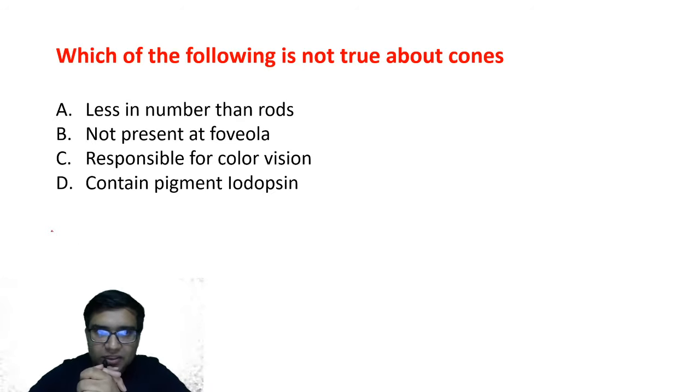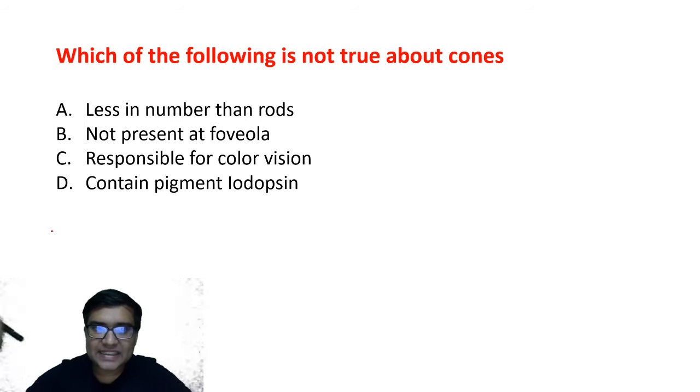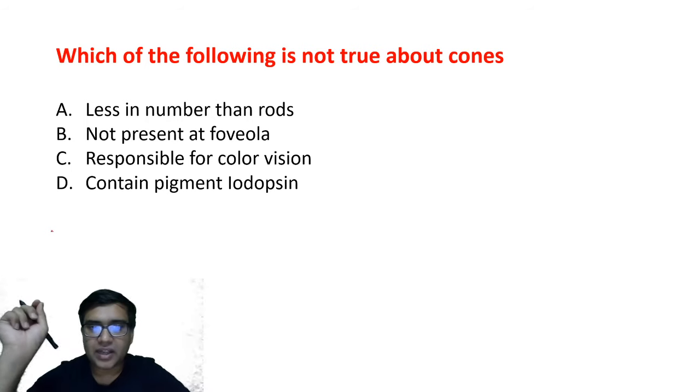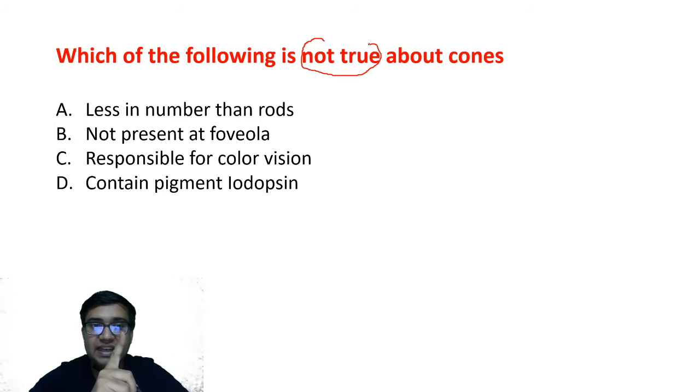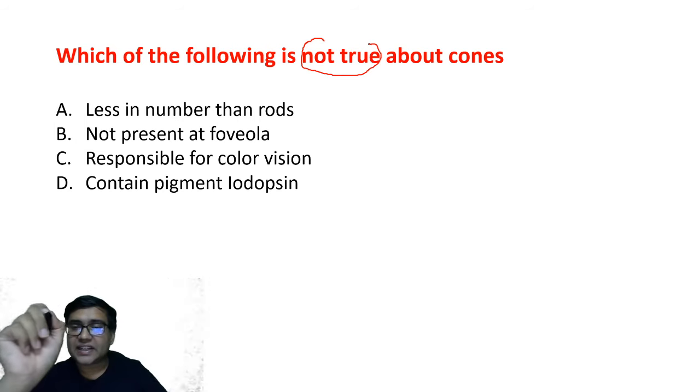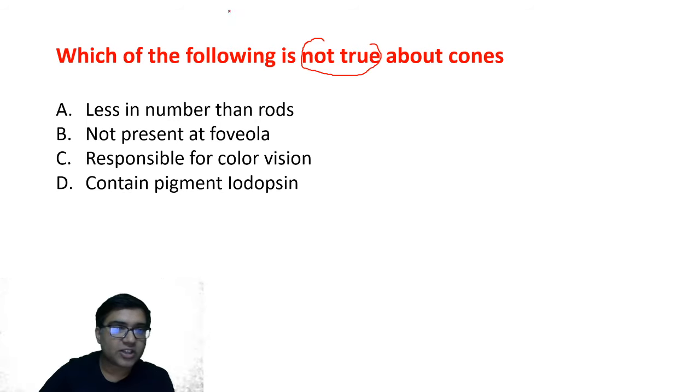So let's move to the next question. Which of the following is not true about the cones? Less in number than rods, not present at fovea, responsible for color vision, contain pigment iodopsin. Try to answer: which is not true about cones? Cones are a layer in the photoreceptors, rods and cones. Very good, Dr. Nikita. The answer here is B.